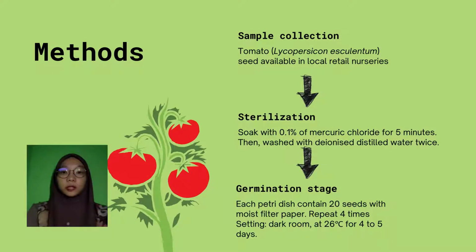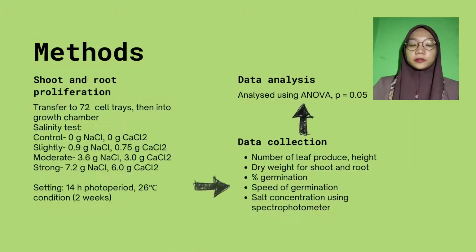For sample collection, tomato seed Lycopersicum esculentum will be obtained from local nurseries at Kuching or Kota Samarahan area. For the sterilization method, the seed will be soaked with 0.1% of mercuric hypochlorite, then washed with deionized distilled water twice. Moving on to the germination stage. Each petri dish will contain 20 seeds with moist filter paper. The setting for germination is that it will be placed in a dark room at 26 degrees Celsius for 4 to 5 days. For shoot and root proliferation, the seedlings will be transferred into 72 cell trays and then transferred into a growth chamber.